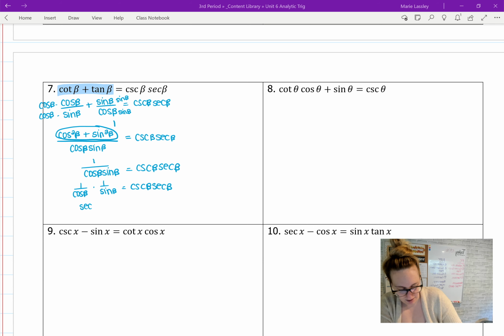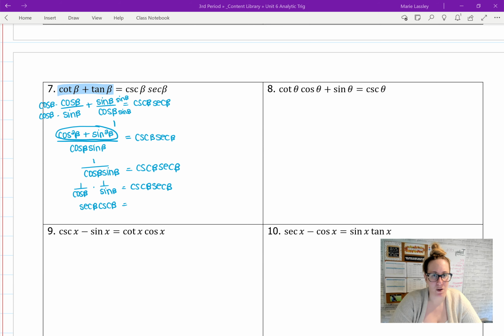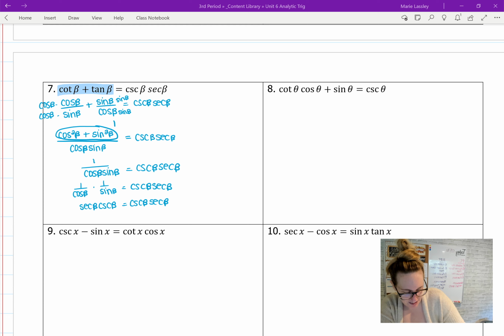Now it's almost the same as the other side, but it's in the wrong order. So now I'm just going to use the commutative property, which lets you change the order with multiplication. So I'll rewrite it: cosecant beta times secant beta equals, and now it's equal. Now it's the same on both sides. Check.